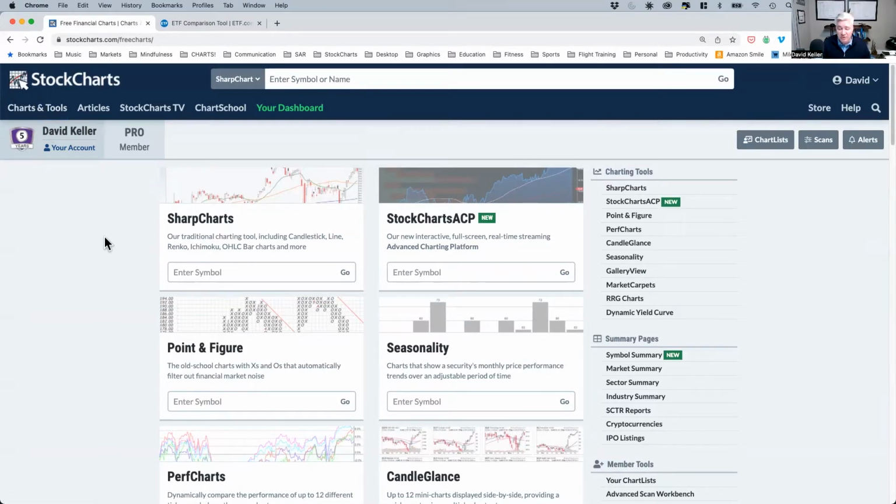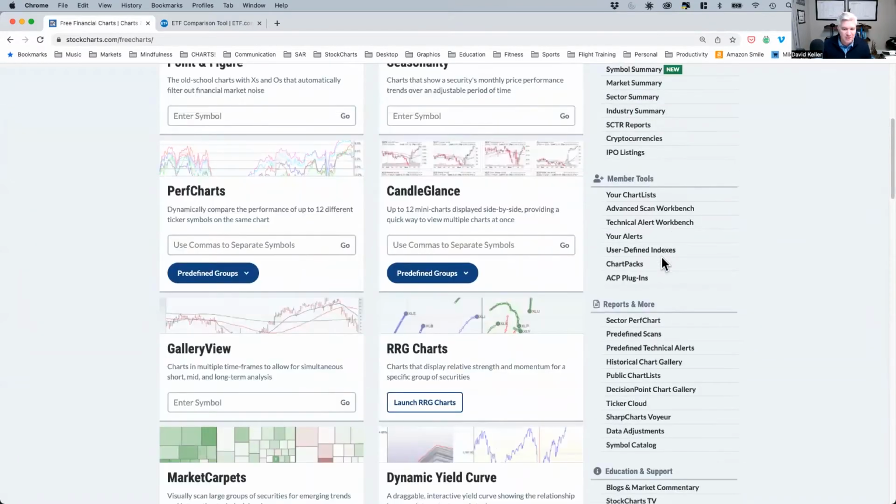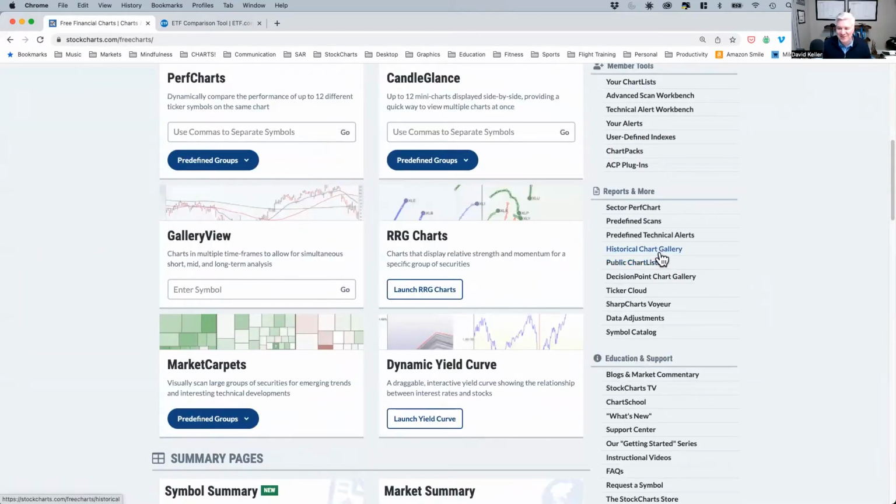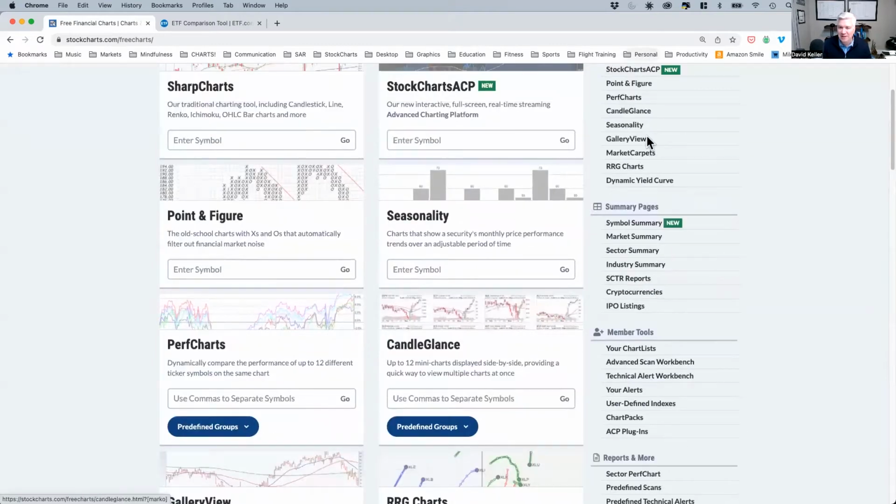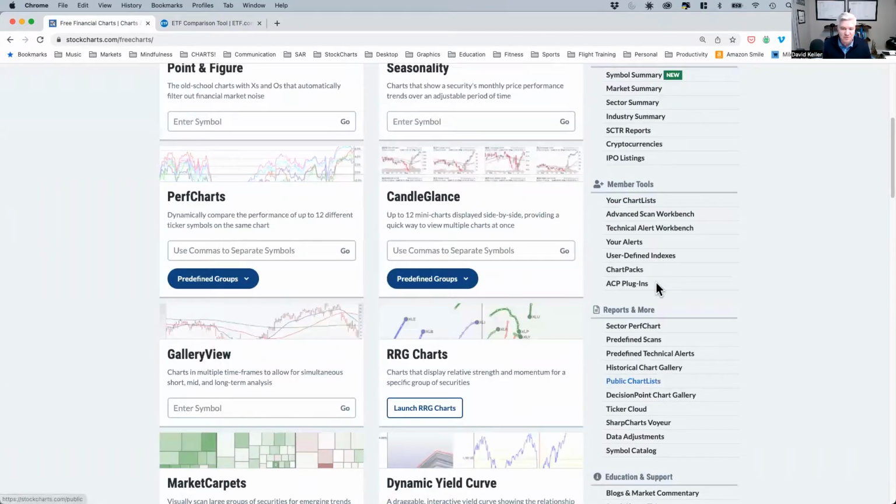Tools. If you're just new to StockCharts, I'd encourage you to dig into these because there are a lot of really cool features. Every one of these has something in there. They're not just added for fun. They're added because there's a great value to a lot of these. And the column on the right has a lot of really interesting features that are packed in there.